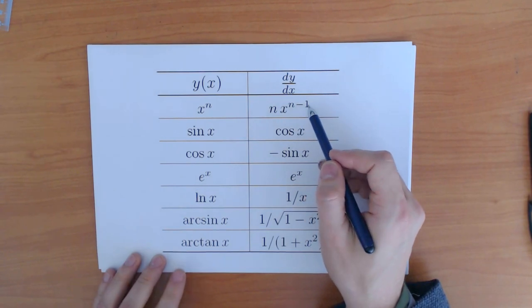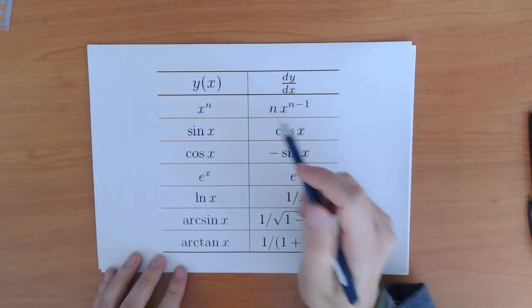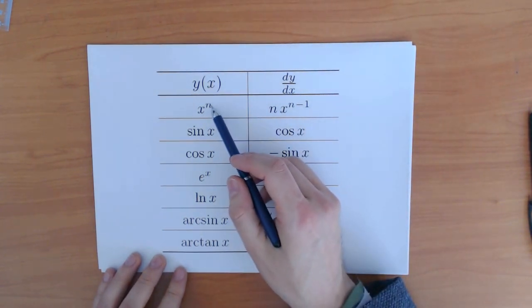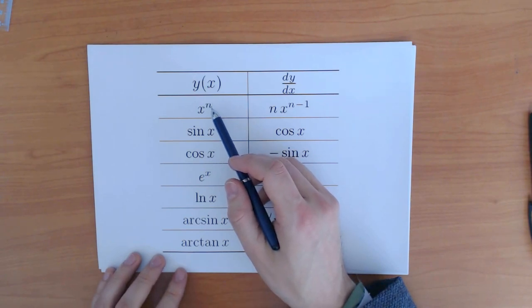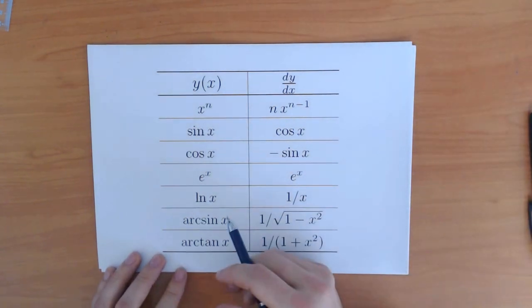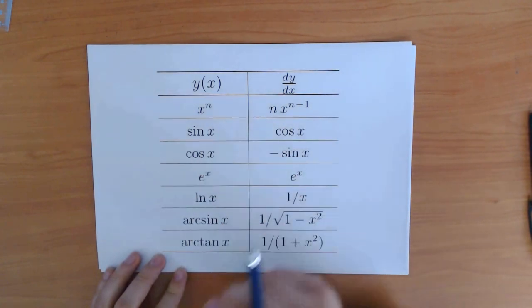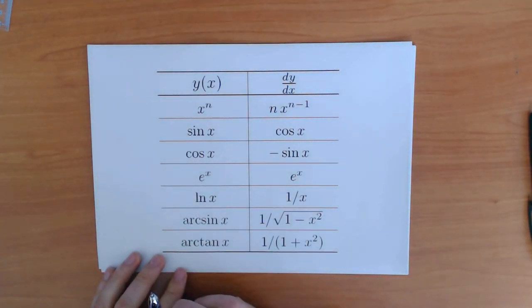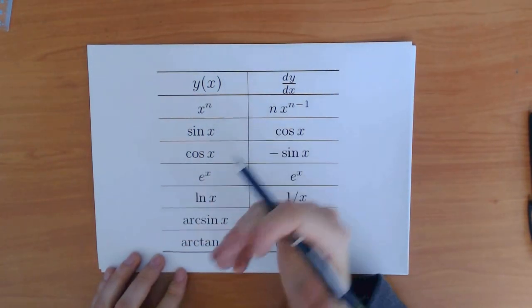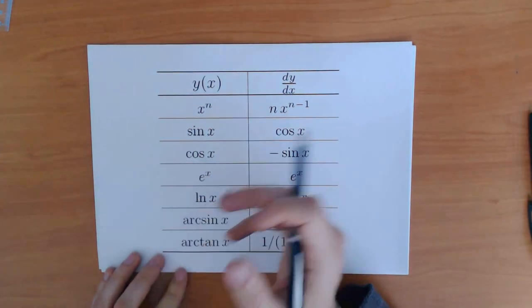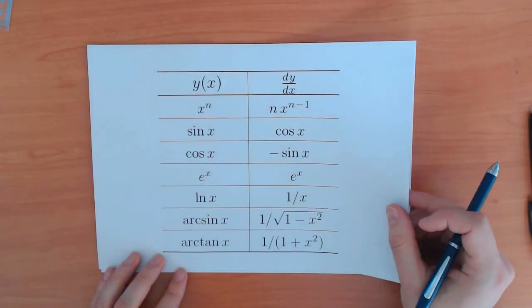Okay, so we'll start with this first one, x to the power n differentiates to n times x to the n minus 1. Now, in fact, this is true for any value of n. It can be an integer, it can be a rational number, it can be an irrational number. This is always true. But it's not so easy to prove, so we're going to prove it in stages. First I'm going to prove it's true for natural numbers, then I'll prove it's true for rational numbers, and finally I'll prove it's true for irrational numbers.